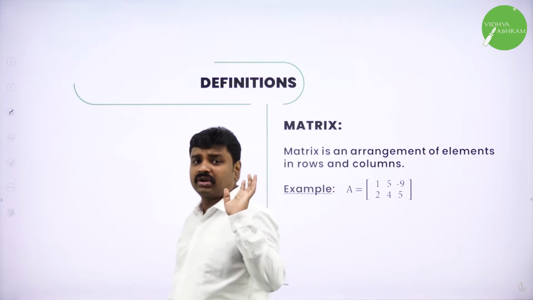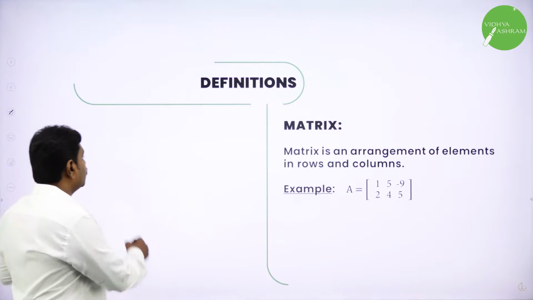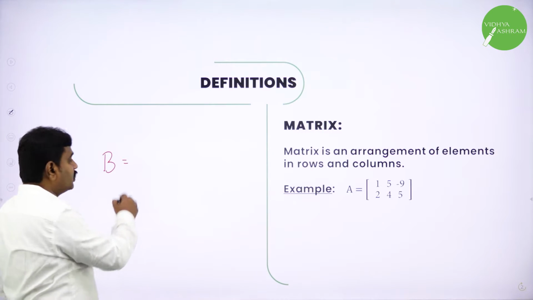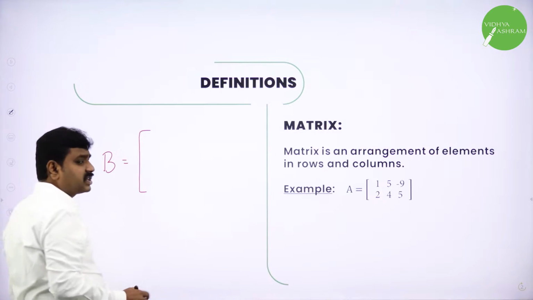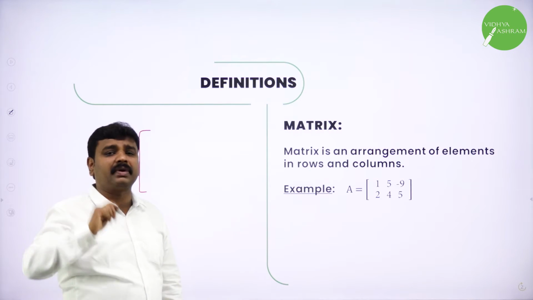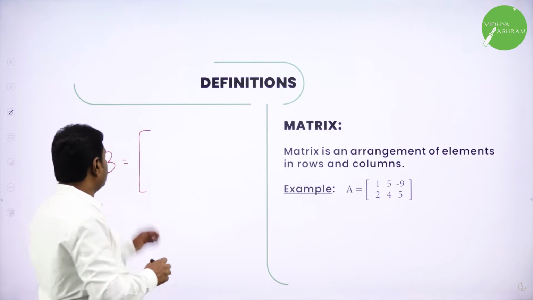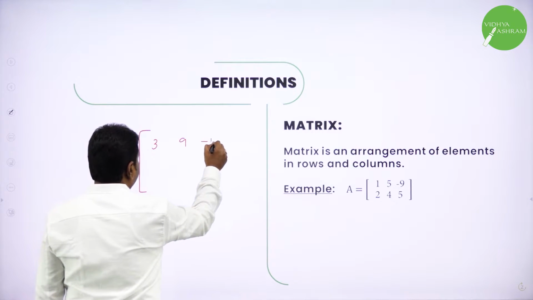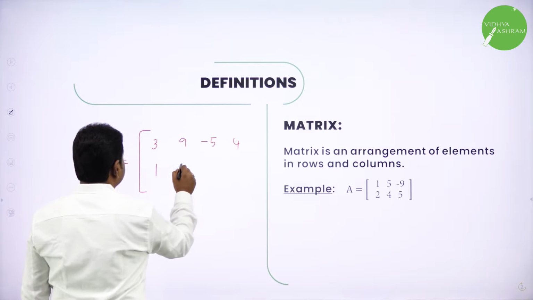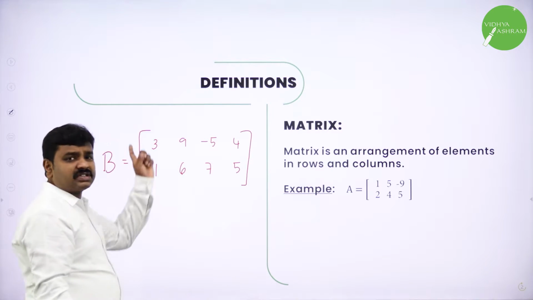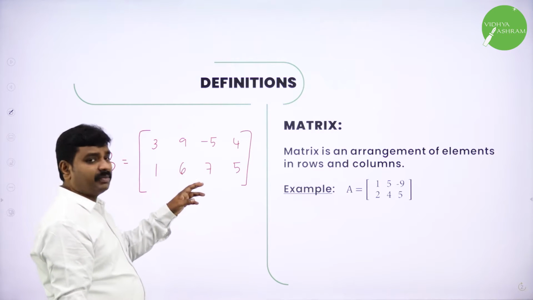Always we denote matrix using capital letter. For example, I'll write capital B means matrix B. Always we write the elements of matrix in square bracket, or sometimes you can also use normal parenthesis or normal brackets. So now matrix 3, 9, minus 5, 4, 1, 6, 7, 5. So now I wrote elements of the matrix. Each entry is called an element.